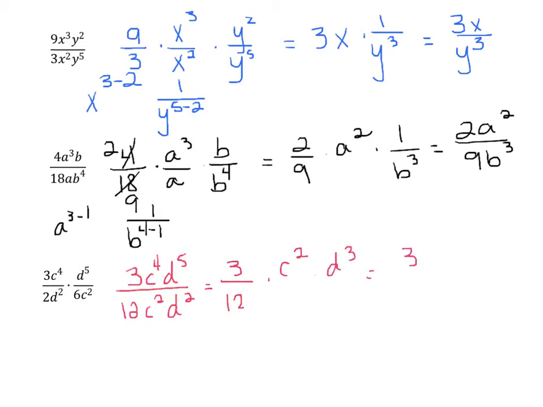So we have 3c squared d cubed over 12, which means I didn't simplify that. This becomes 1, that becomes 4. So let's try that again. C squared d cubed over 4 is your final answer.